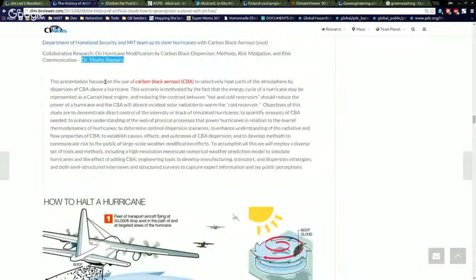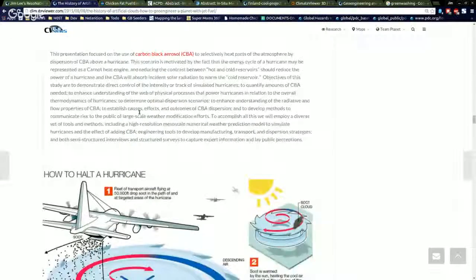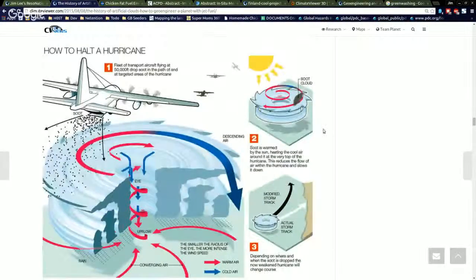So this guy says, this presentation is focused on the use of carbon black aerosol to selectively heat parts of the atmosphere by dispersion of carbon black aerosol above a hurricane. What does it look like? Looks like that. Halt a hurricane. A fleet of transport aircraft flying at 50,000 feet drops soot into the path at targeted areas in the hurricane.